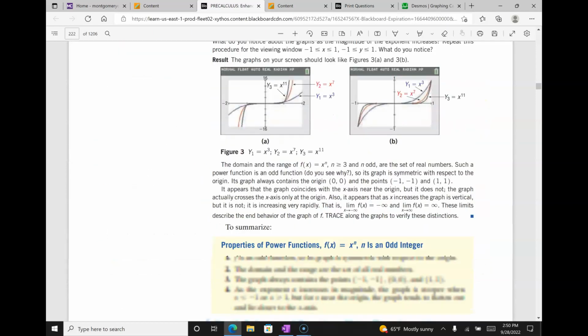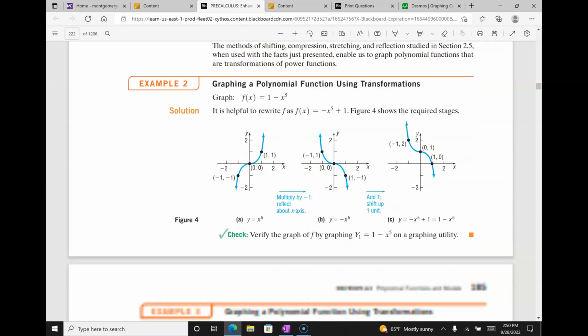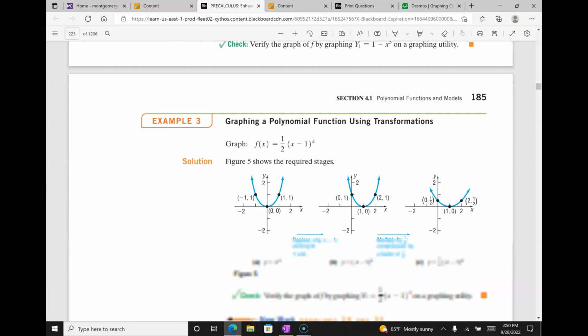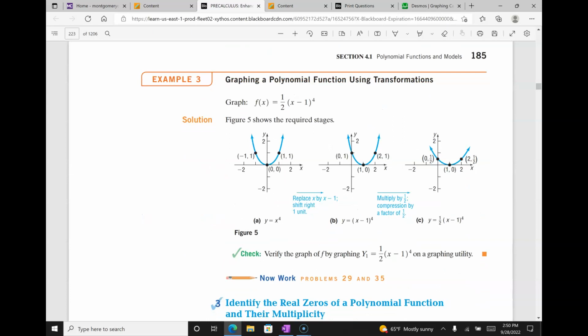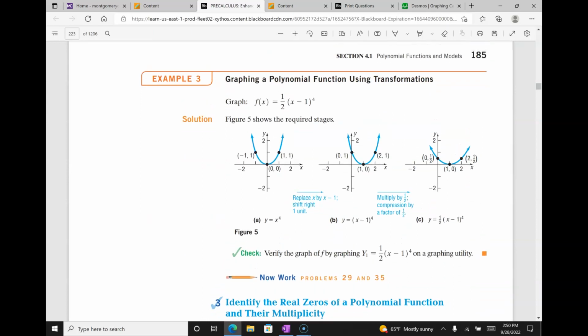So talking about even powers, odd powers, right? Transformations of polynomials, yes. So like this one, what's the mother function of this transformation? X to what power? X to 4.